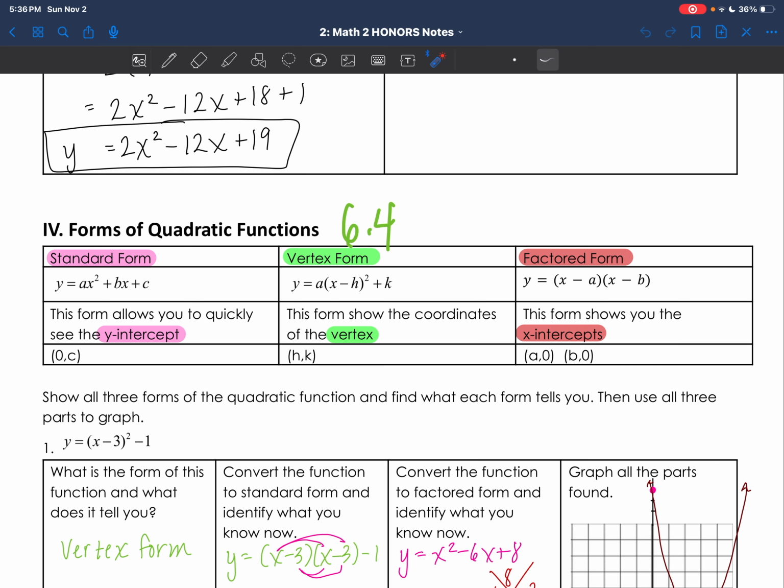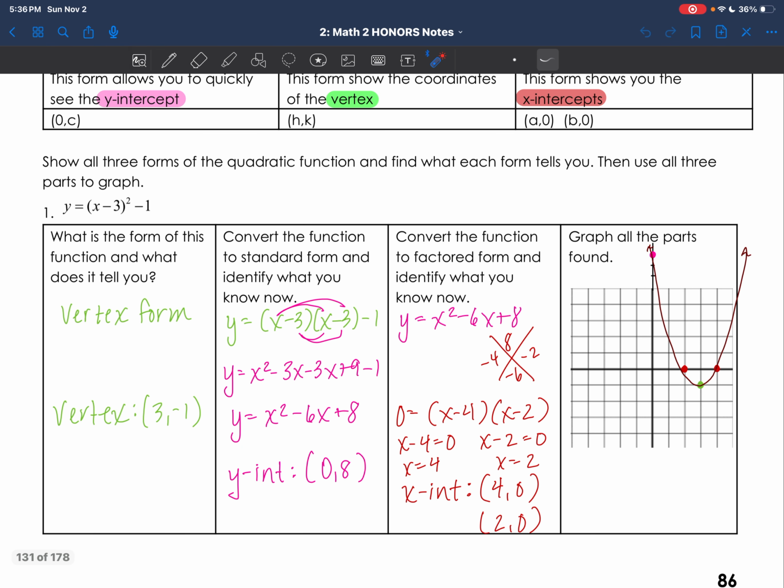And then you also have factored form. So this is what you've done before, where you factor it out, and then typically we've set it equal to 0 to solve for it. And this one is good because it shows you the x-intercepts. So remember, whatever your intercepts are, you solve for x and the other number is 0. So factored form is really good because it helps you figure out where your x-intercepts are.